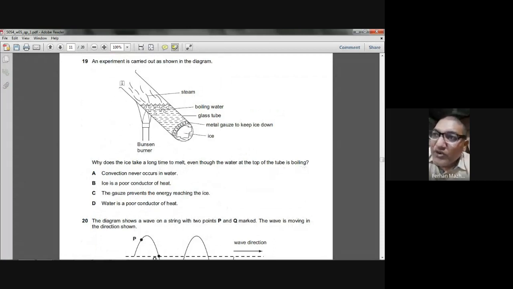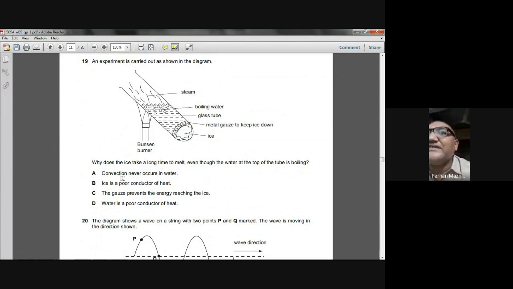Okay, so here you have a test tube, here you have an ice cube, and you have put a metal gauze to keep the ice cube at the bottom, and it is a little tilted and filled with water. Here you are boiling it with the Bunsen burner. So the water here is boiling, but the ice cube here does not melt for a very long time. Okay, it will eventually melt, but for a very long time this ice cube will not melt.